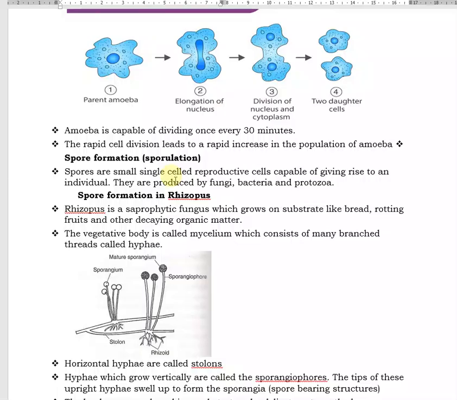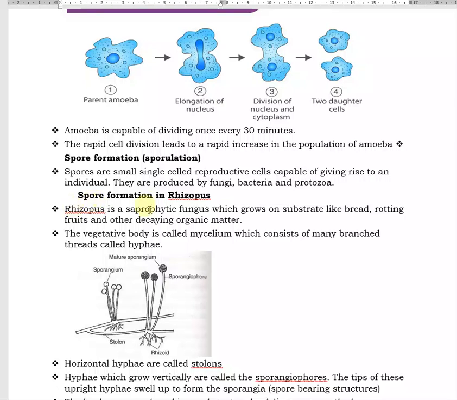So again we have spore formation. Spores are small single-cell reproductive cells capable of giving rise to an individual. They are produced by fungi. So spores are produced by what? By fungi. Underline the word fungi. Bacteria and protozoa. So that means there are some bacteria that undergo spore formation. Are you together? There are some organisms that undergo spore formation.